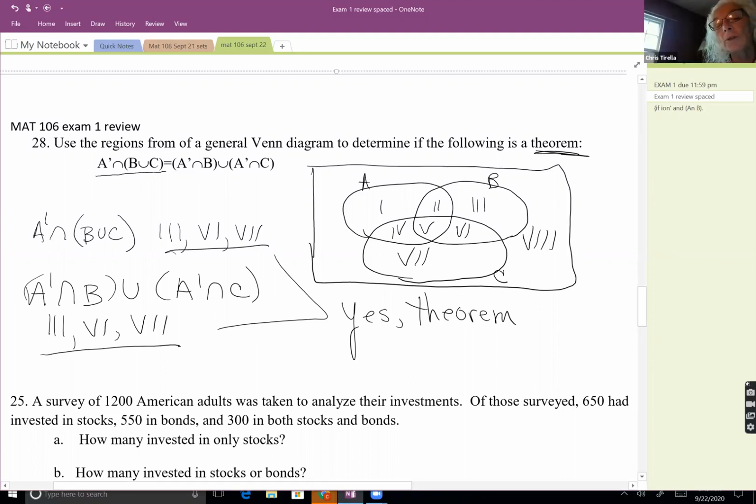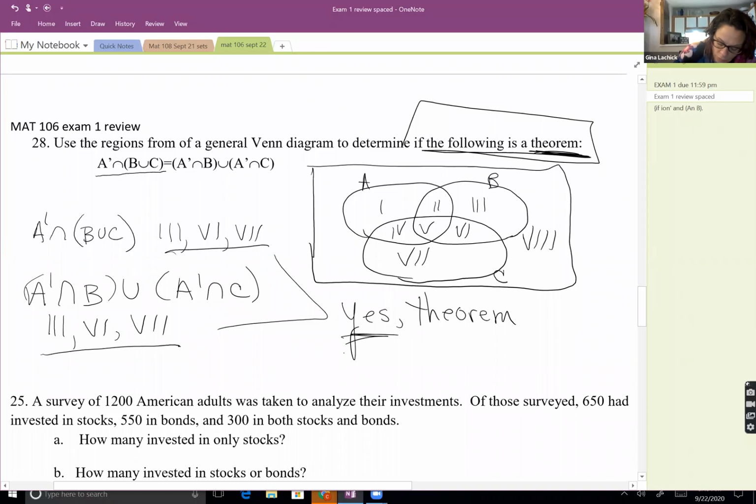It's something that's always true. The question is, is it a theorem? So your final answer is just yes. A theorem? It's always true. It's something that you can prove is always true. For something to be a theorem, you have to be able to prove that it's true for all instances.